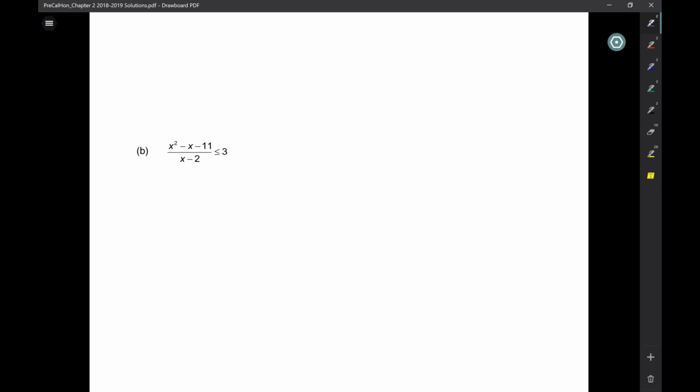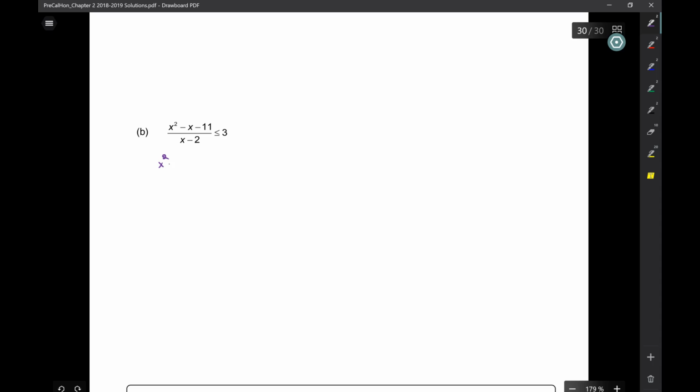So here, sorry, this is a rational equation. When you just have two terms, you can either cross multiply or it's the same as multiplying both sides by the LCD. So here we're going to have x squared minus x minus 11 less than or equal to 3 times x minus 2. Okay, so x squared minus x minus 11 less than or equal to 3x minus 6. That's how you solve rational functions.